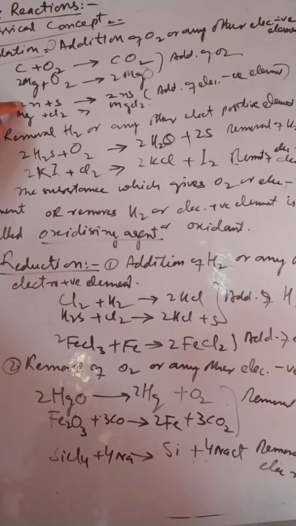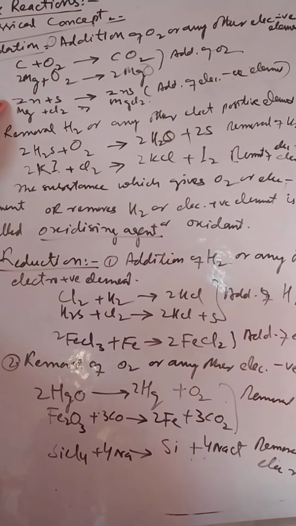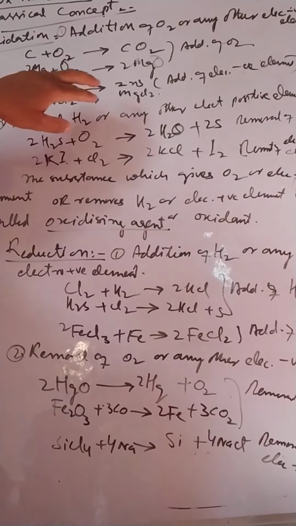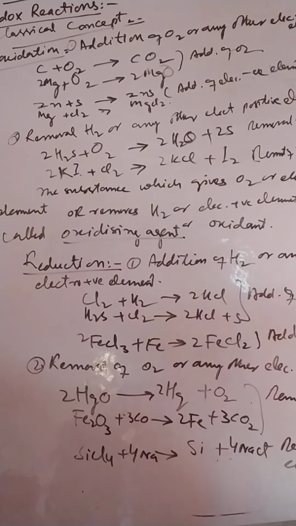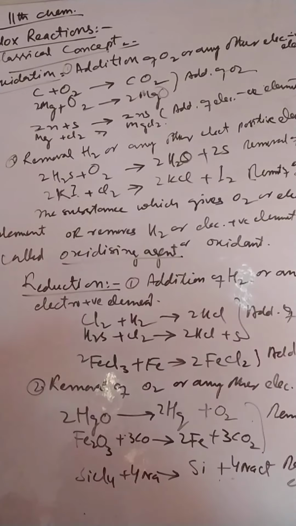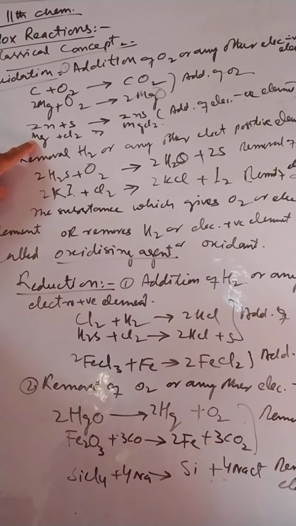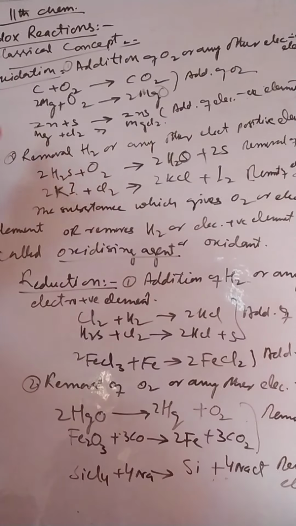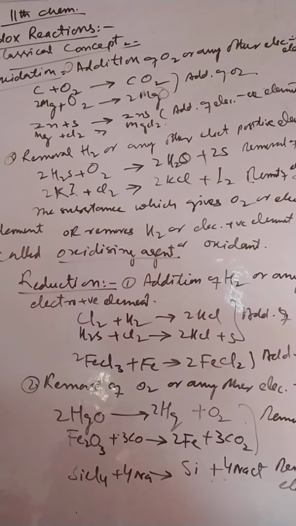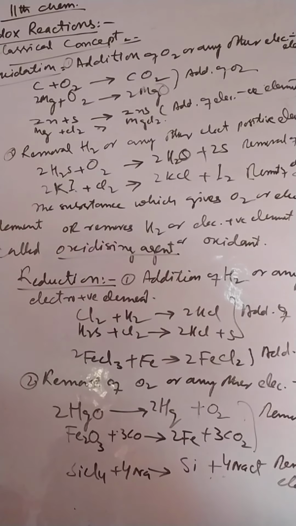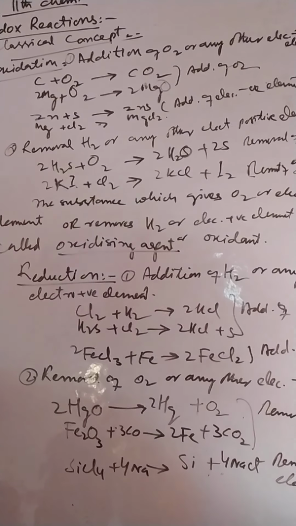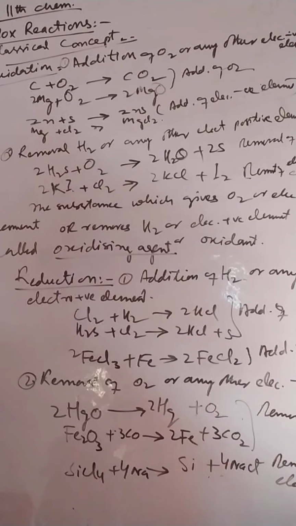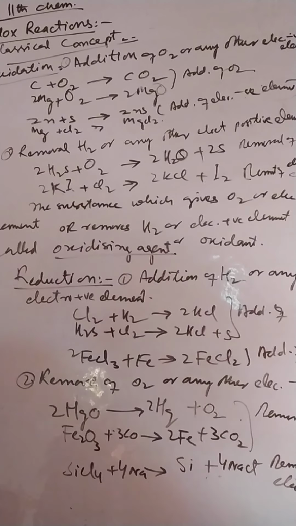Similarly, if we make a reaction between zinc and sulfur, we get zinc sulfide. So here sulfur is added to zinc. Sulfur is an electronegative element. Similarly, when we make a reaction between magnesium and chlorine, chlorine is added to magnesium. So an electronegative element is added to magnesium here, and here an electronegative element is added to zinc. So these also are oxidation reactions. So, addition of oxygen or an electronegative element.